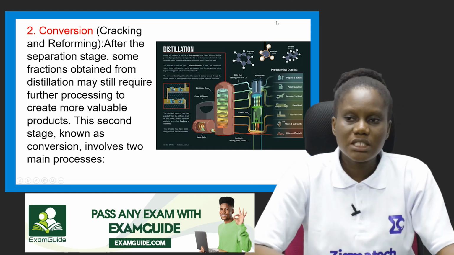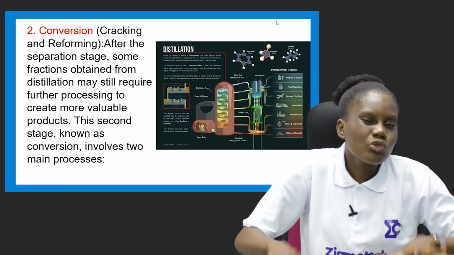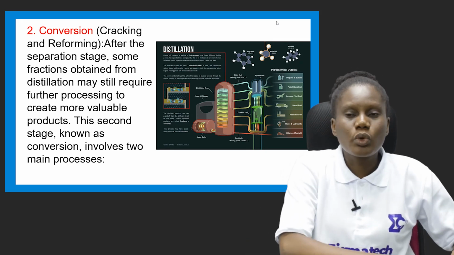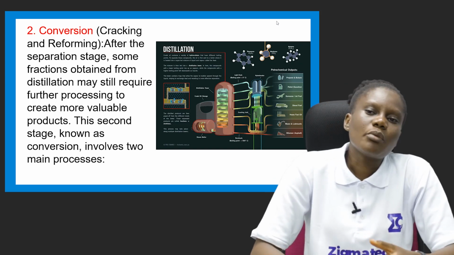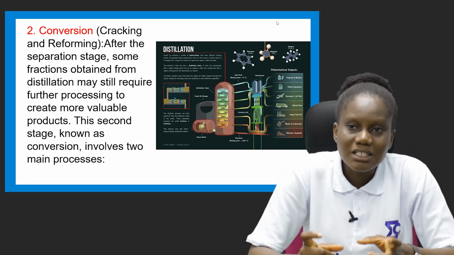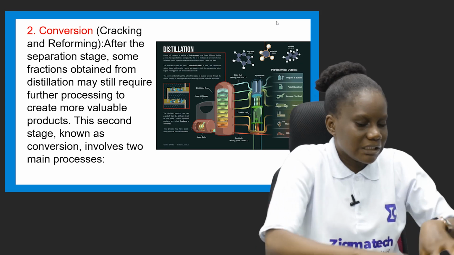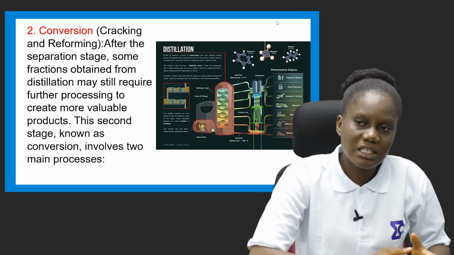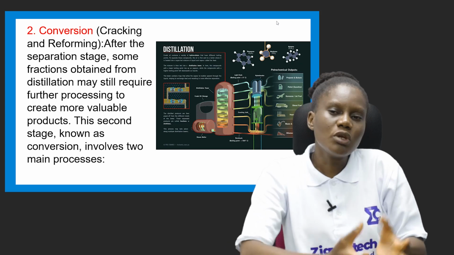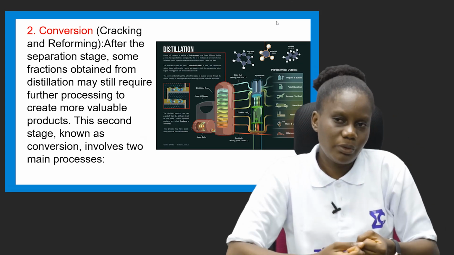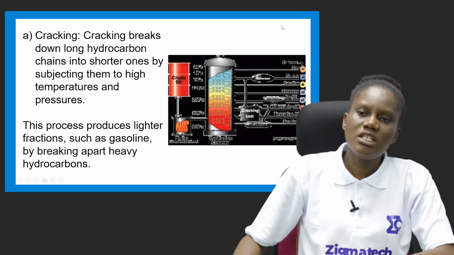So after the separation, I told us that the refining process takes 3 stages. We have the separation, which is majorly carried out through the fractional distillation process, after which we have the conversion. So you have 2 processes, that's cracking and reforming. After the separation stage, some fractions obtained from the distillation may still require further processing to create more valuable products. So you will not just say, yes, I know that at this particular temperature I'm going to get my petrol, and once I get it, I'll start using it. No, you still pass them through some conversion, that is cracking and reforming, to give us more valuable products. This second stage, known as conversion, involves 2 main processes. The first process is cracking.